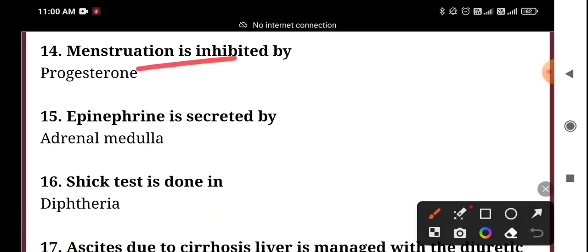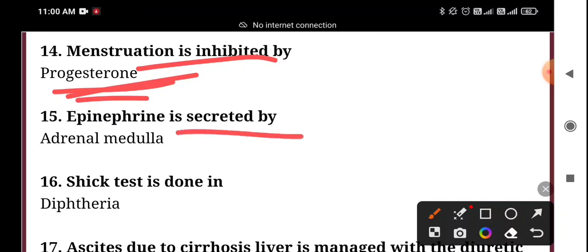Menstruation is inhibited by the progesterone hormone. So the hormone called progesterone inhibits menstruation. So, coming to the next question.